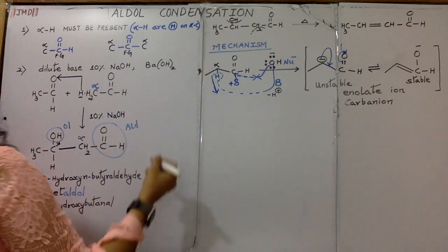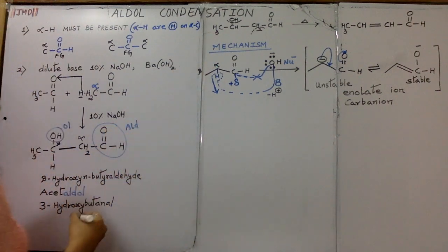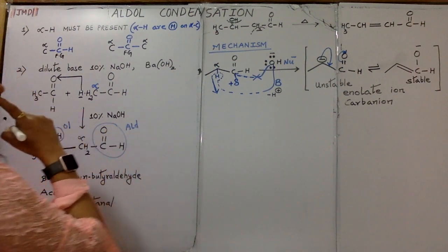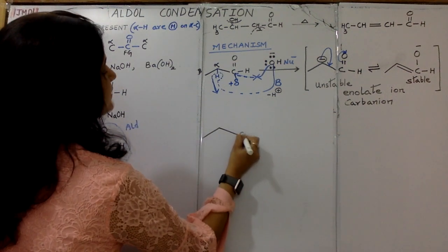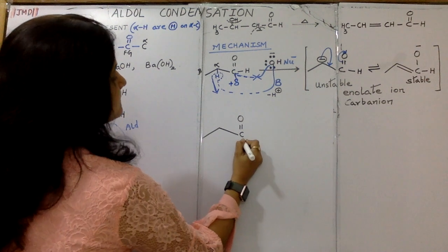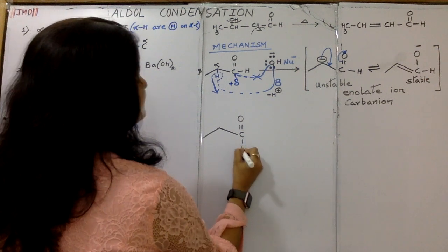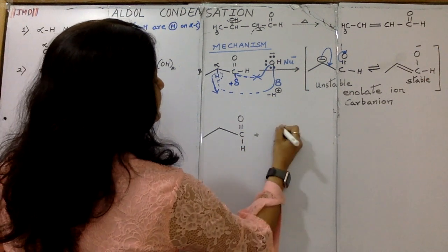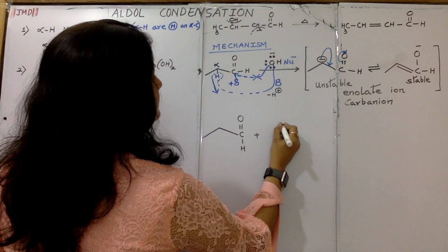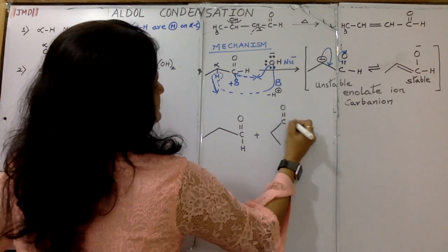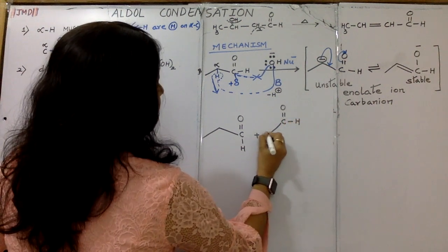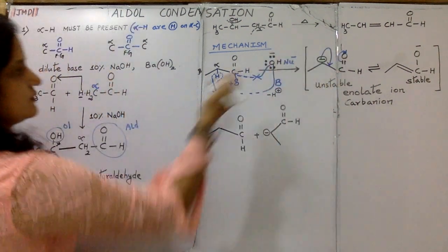Now this carbanion can attack the other molecule of propanal. I'm writing another molecule of propanal like this, and I'm writing the carbanion just like this, for convenience. Whichever way you make it, it's okay. You can make it like that also, the way it is.